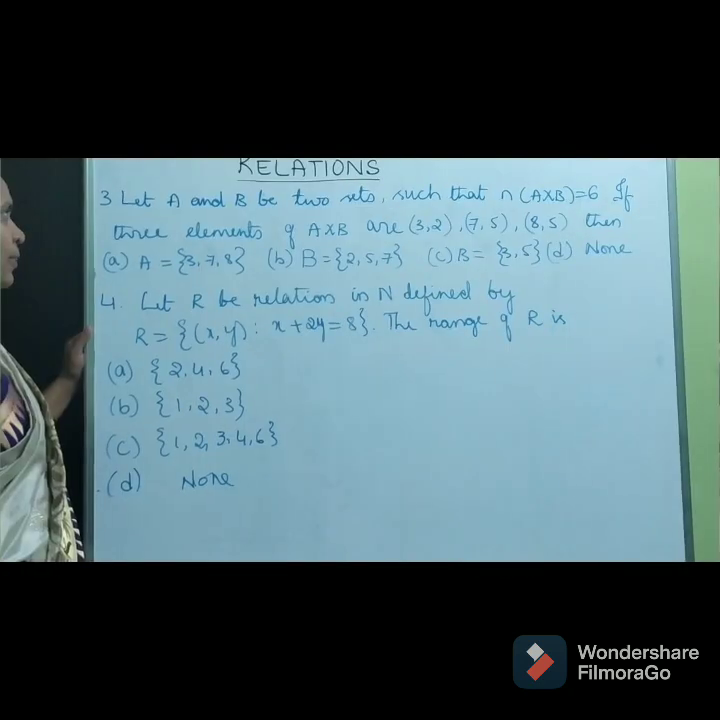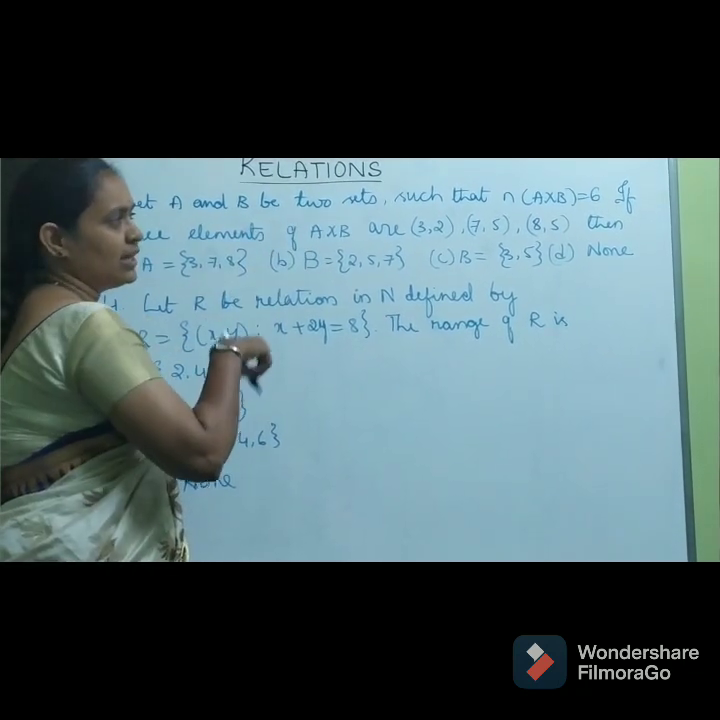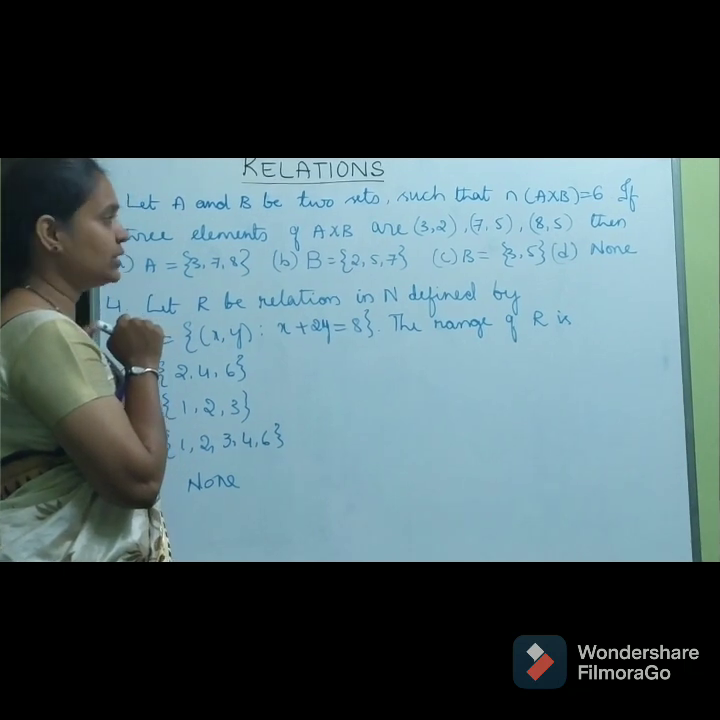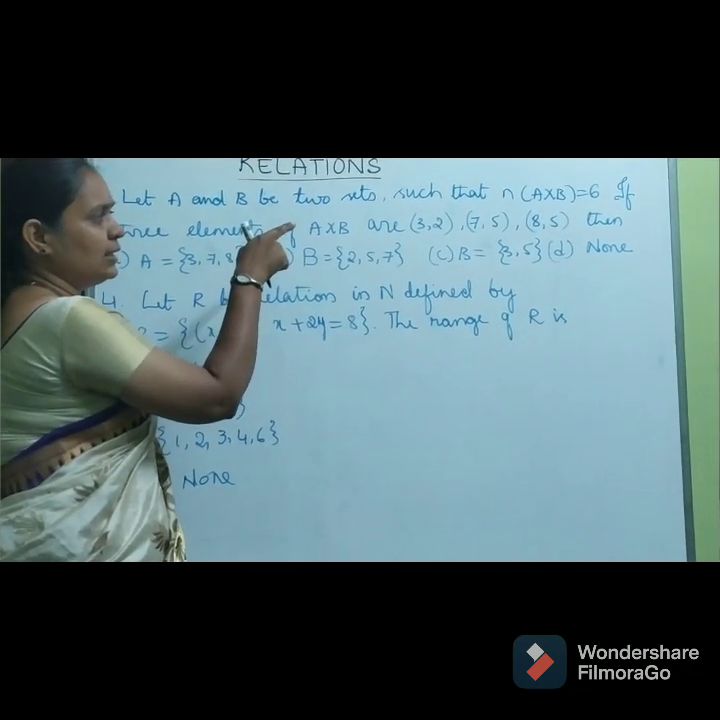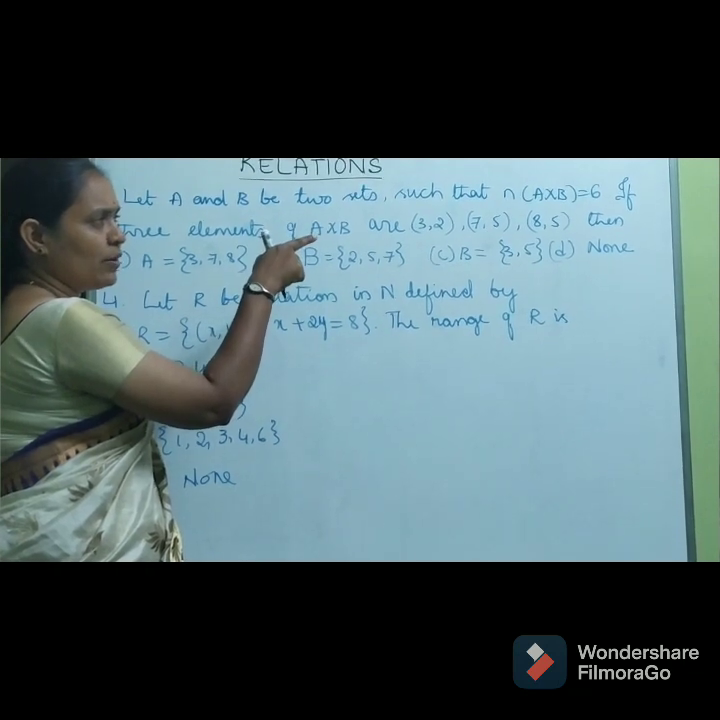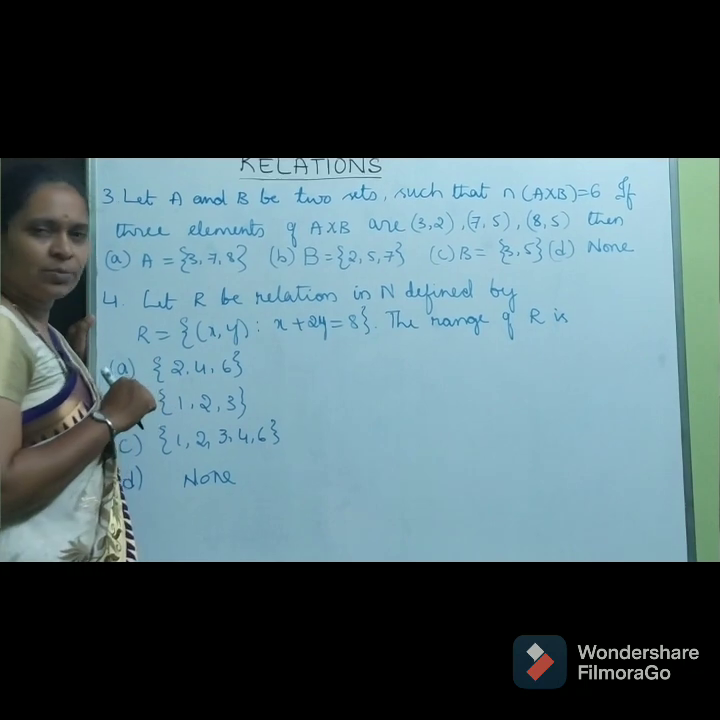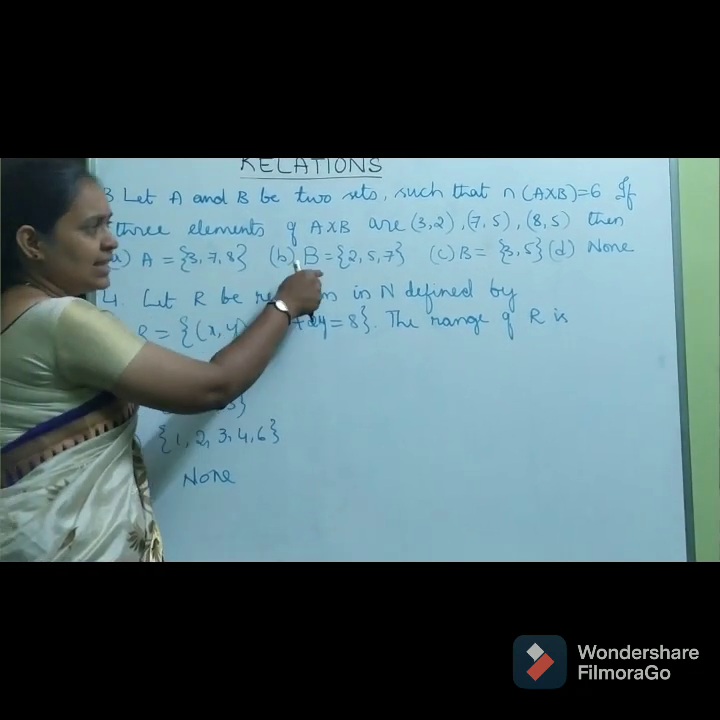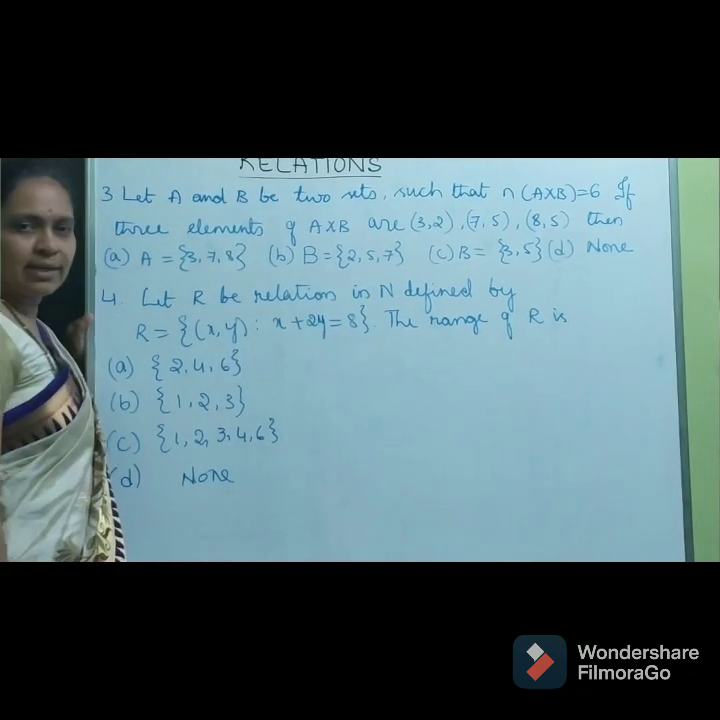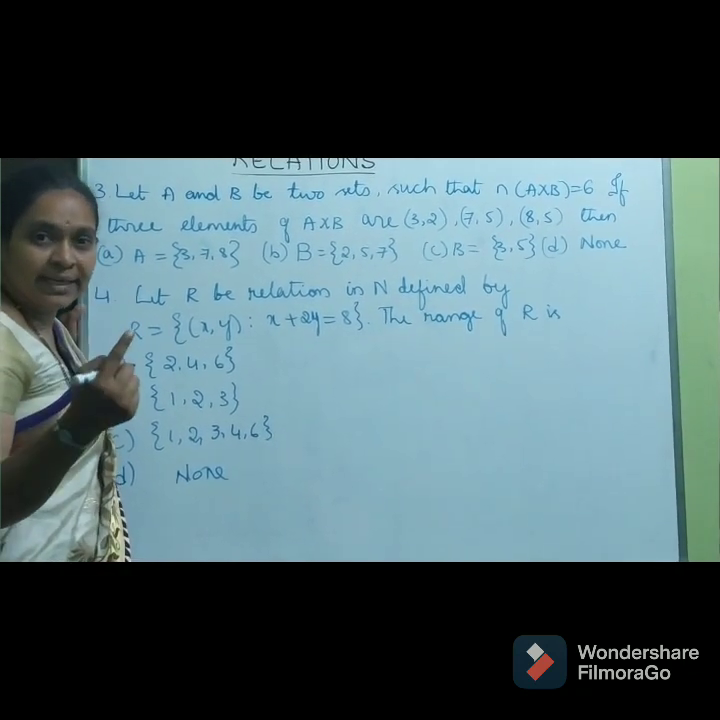Third question. Let A and B be two sets such that n of A cross B is equal to 6. If three elements of A cross B are (3, 2), (7, 5), (8, 5), then what is there in the option? No question. You have to see the option. They have given set A, set B. Last option is none. So that means you have to find out A set as well as B set.